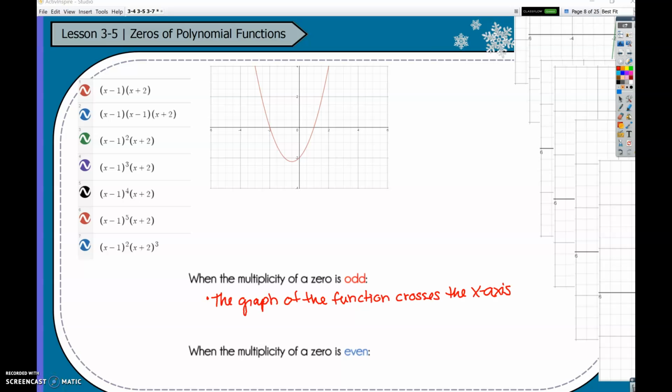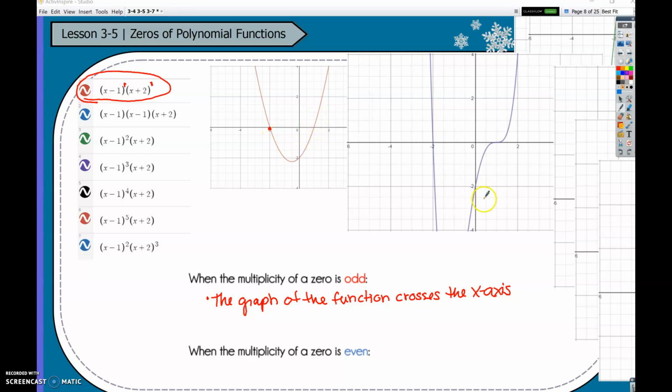When the multiplicity of a 0 is odd, the graph of the function crosses the x-axis. It goes through from positive to negative or negative to positive at that x value. So for example, on this first one, each of these has a multiplicity of 1, which is odd. That's why the graph goes from positive to negative straight through there, or from negative to positive.